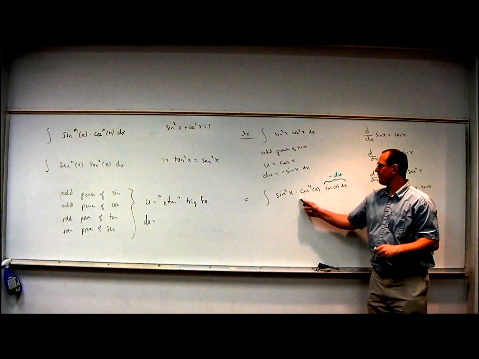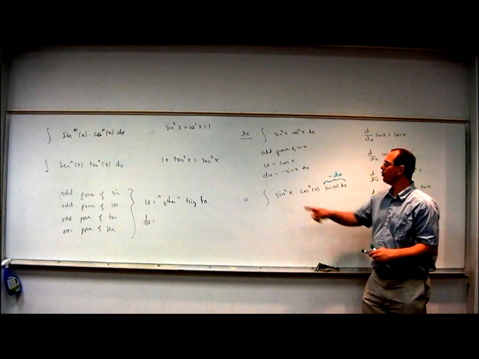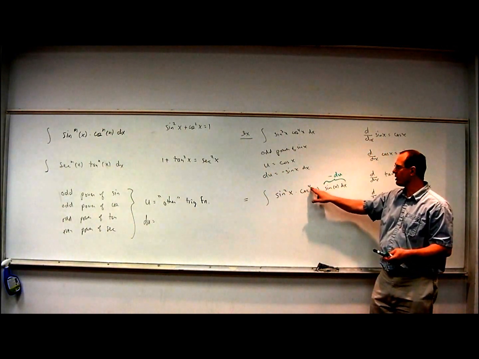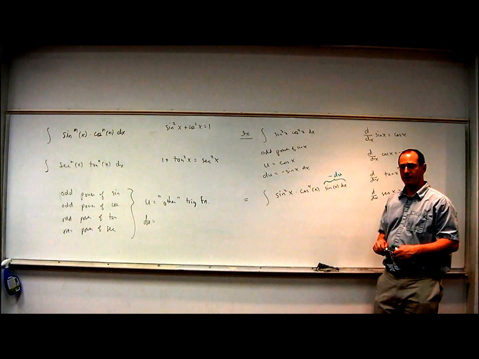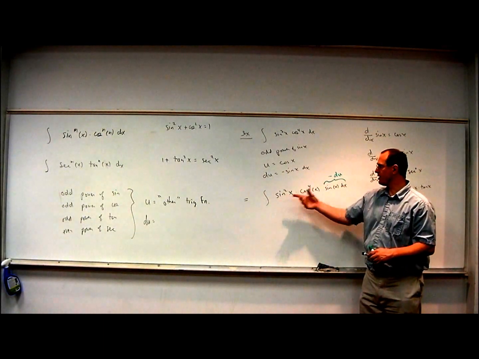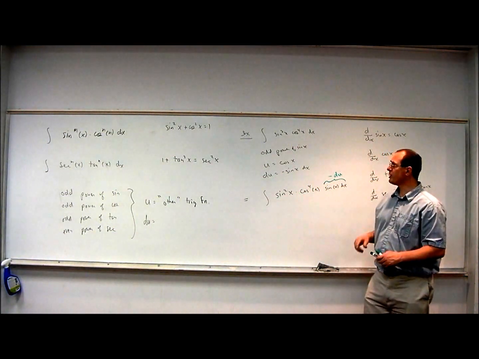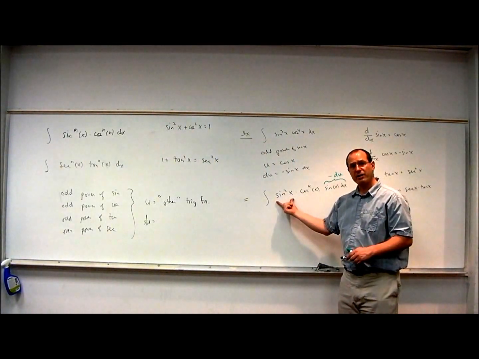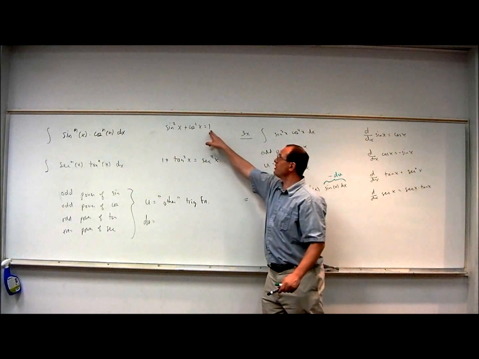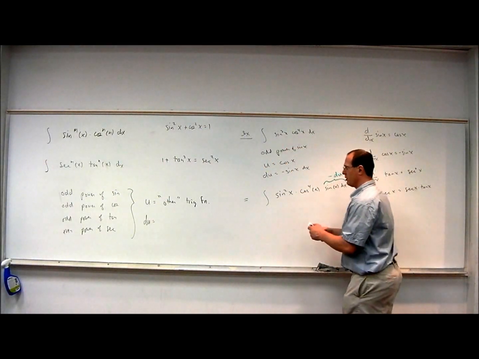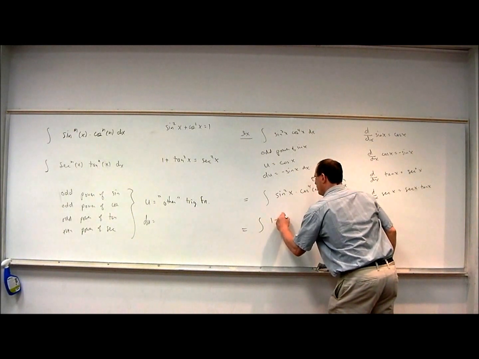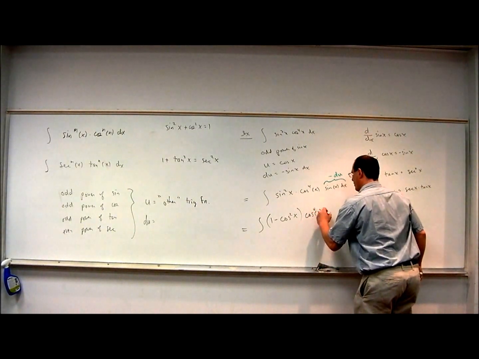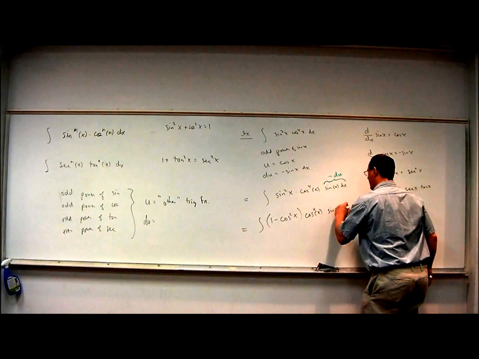Now, what I have left here, I would like that to involve only u. So I'd like that to just have cosines in it. For example, cosine to the fourth would be u to the fourth. But this one here is sine squared. It's not a cosine, it's a sine. But fortunately, thanks to this identity, sine squared plus cosine squared equals 1, this sine squared can be written as 1 minus cosine squared. And so 1 minus cosine squared x times cosine to the fourth x times sine x dx.